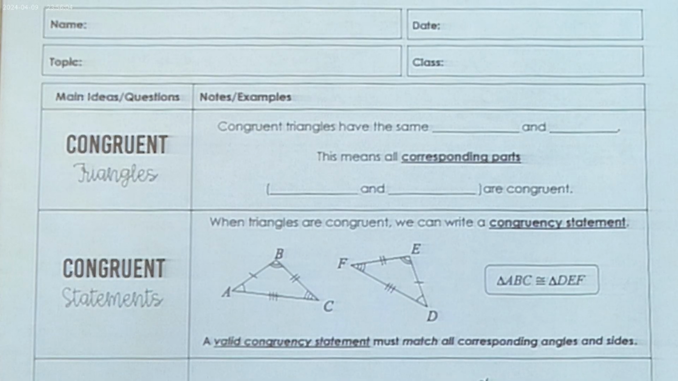So what does it mean to have a congruent triangle? If two triangles are congruent, then it means that every side is the same length, and it means that every angle is the same measurement. Now, the question is, does that mean that they are equal?